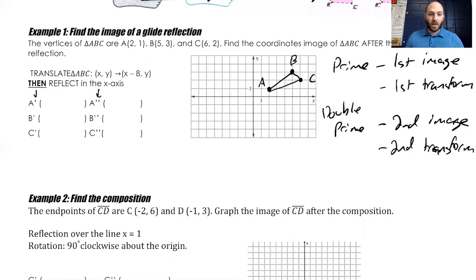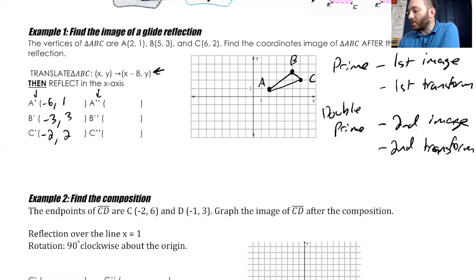That's all. The first step is to translate, and we're going to follow this rule here: x minus 8, y stays the same. So every single x value is going to be subtracted by 8. For A prime, I'm going to have (-6, 1). B prime, I'm going to have 5 minus 8 is a negative 3 and a positive 3. And then C prime is going to give me 6 minus 8 is a negative 2, positive 2. And then I'm going to go ahead and plot those points down.